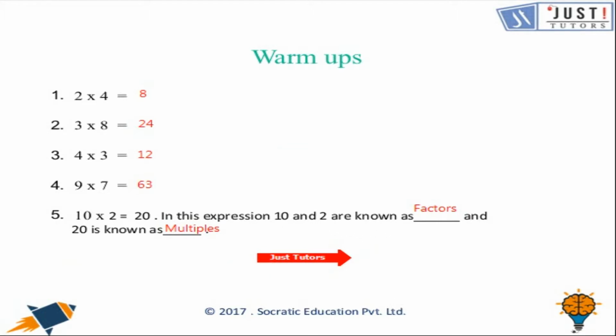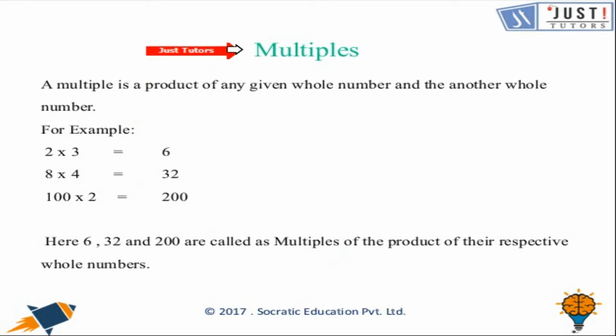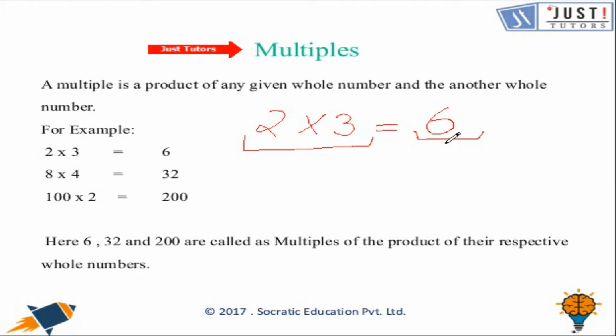So let's move ahead and talk about what multiples are. A multiple is a product of any given whole number and another whole number. So if two numbers multiplied together give you a resultant number, those two numbers are the factors, and the answer you have got, the resultant number, is the multiple.